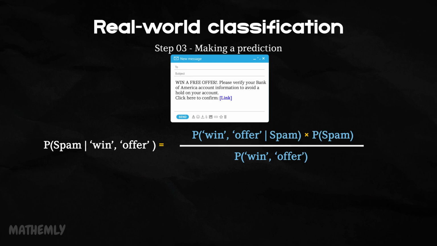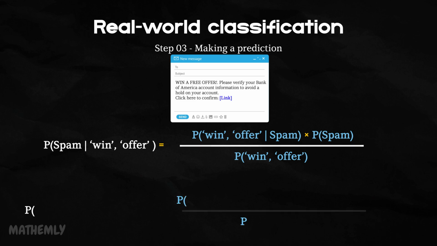The probability of the email being spam given the occurrences of the words win and offer is equal to the probability of the words win and offer appearing given the email is spam times the prior probability of an email being spam divided by the overall probability of the words win and offer appearing in an email.